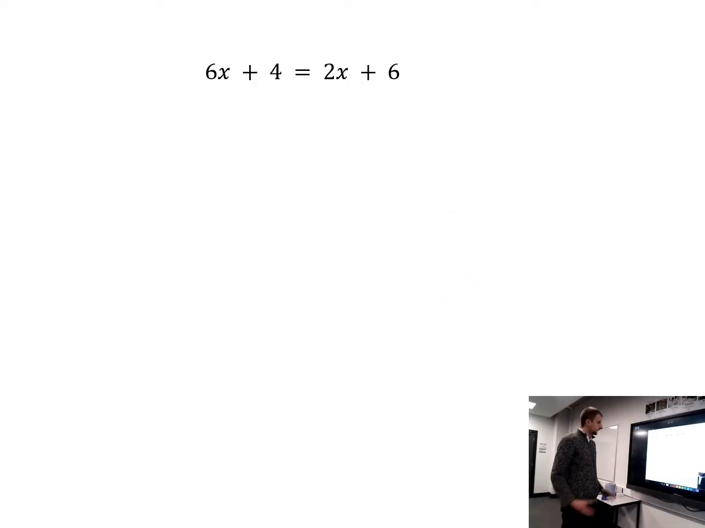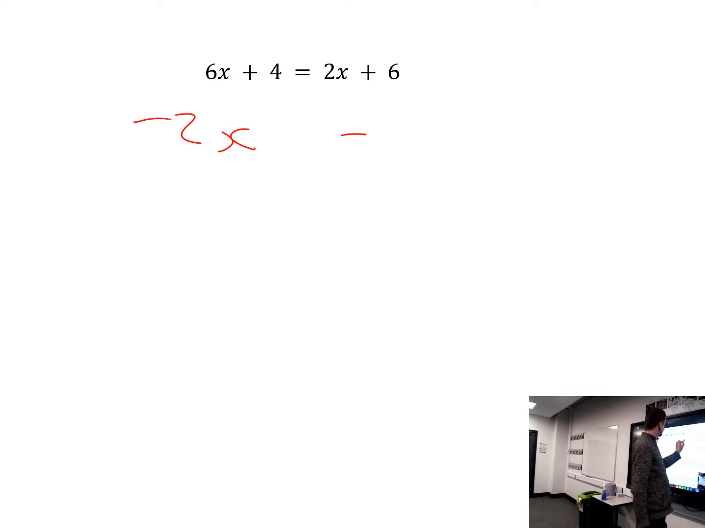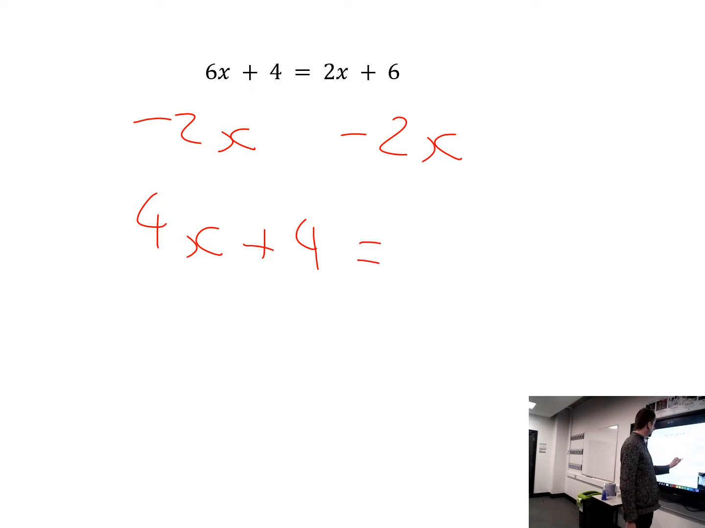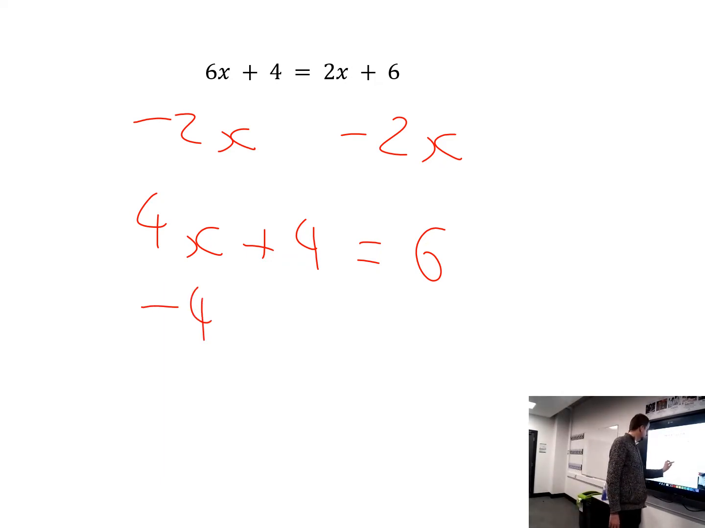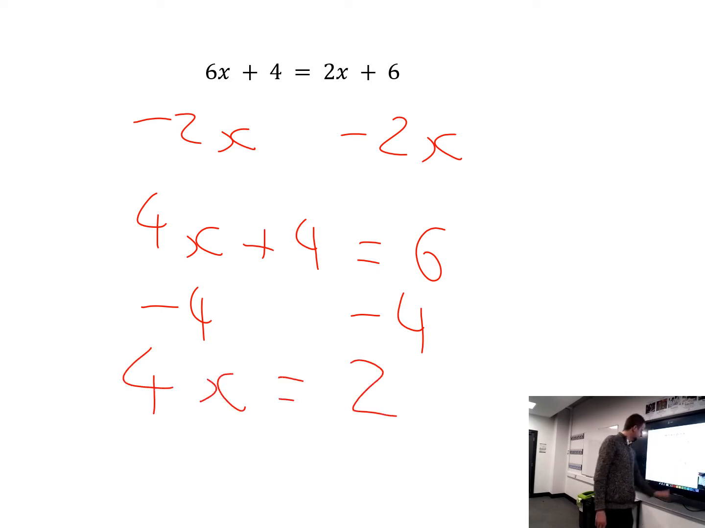Okay, here we want the x's on one side and non-x's on the other side. So let's subtract 2x from both sides. So we're left with 4x plus 4 is equal to 6. Now we have this plus 4, what's the opposite to plus 4? That's subtracting 4. 4x is equal to 2.